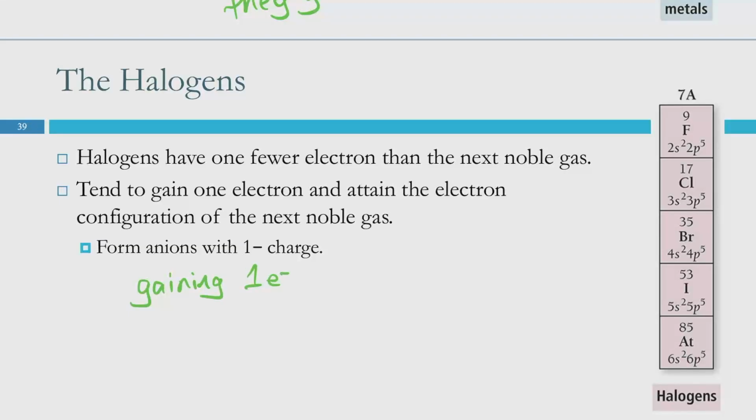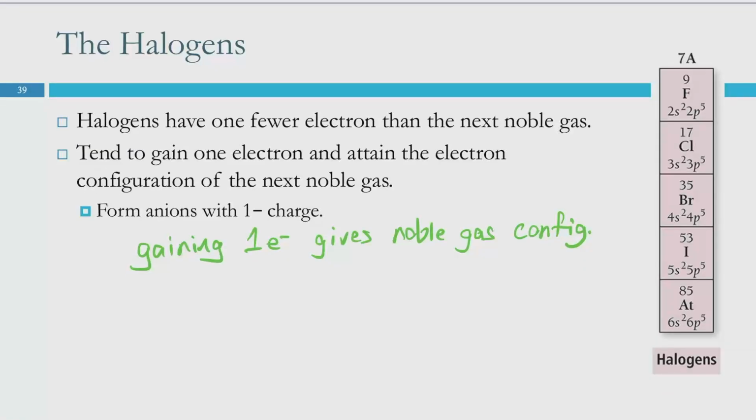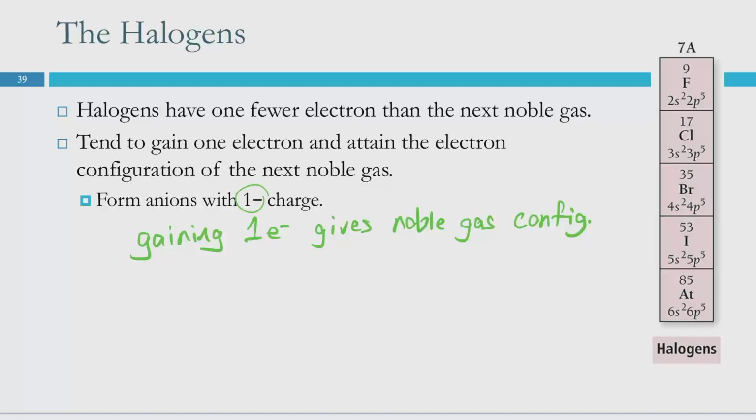So gaining one electron confers noble gas configuration, which is especially stable. Basically, a way that we can think about it is most of our elements are generally trying to be more like noble gases, where they've got their electrons sorted out. So they gain or lose the number of electrons they need to get that noble gas configuration. So we get anions with one negative charge for our halogens for gaining one electron.